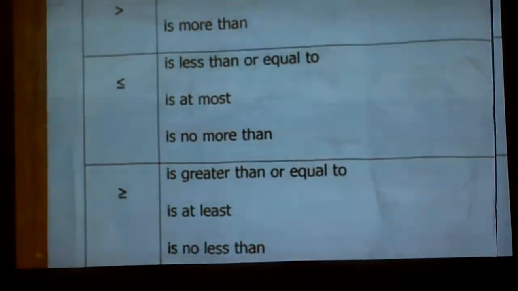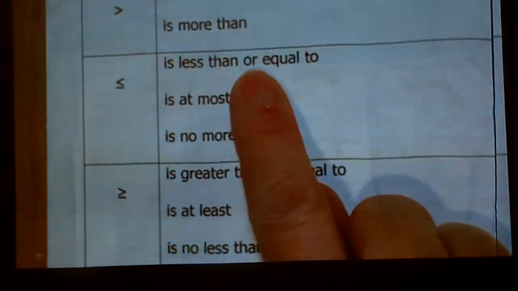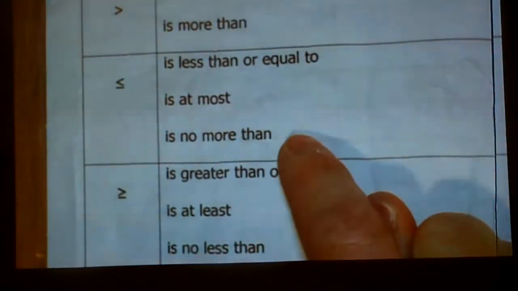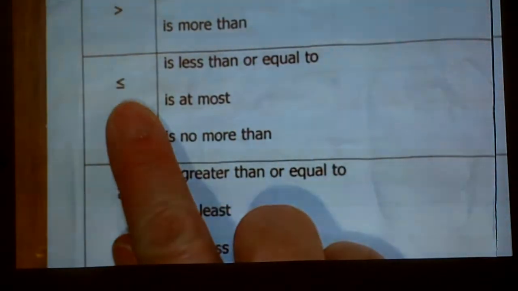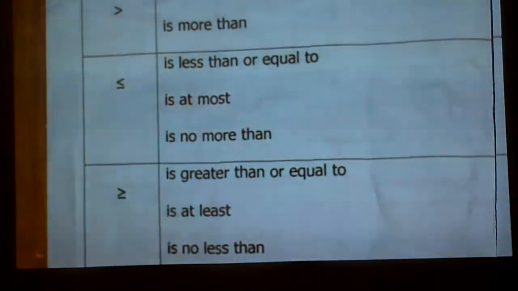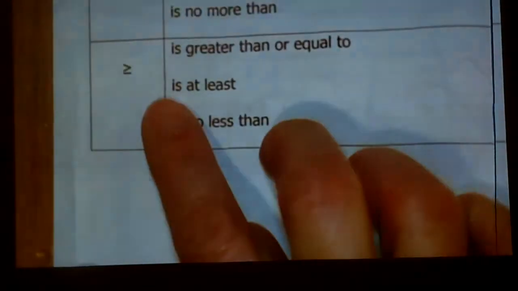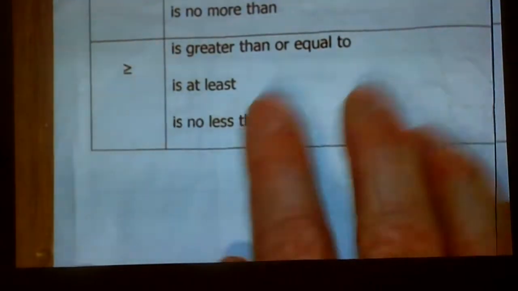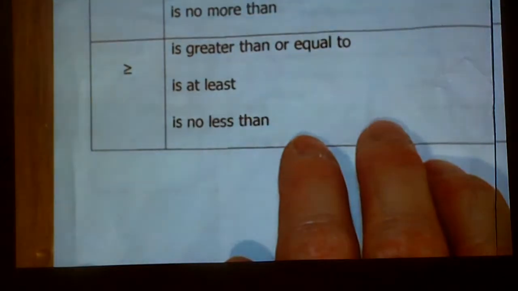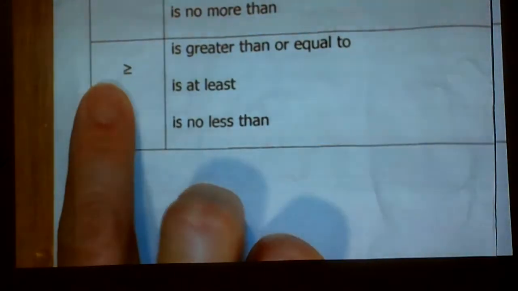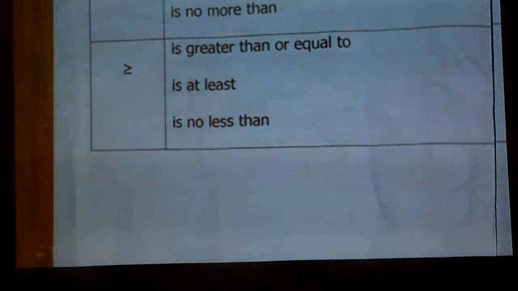Alright, if you see the words is less than or equal to, is at most, or is no more than, that means you're going to use the less than symbol with a line underneath. That means that it can be less than that amount or it can also be equal to it. And last but not least, here we have is greater than or equal to, or if I said is at least or is no less than, that means that the amount in front of the symbol is going to be greater than or equal to that amount.